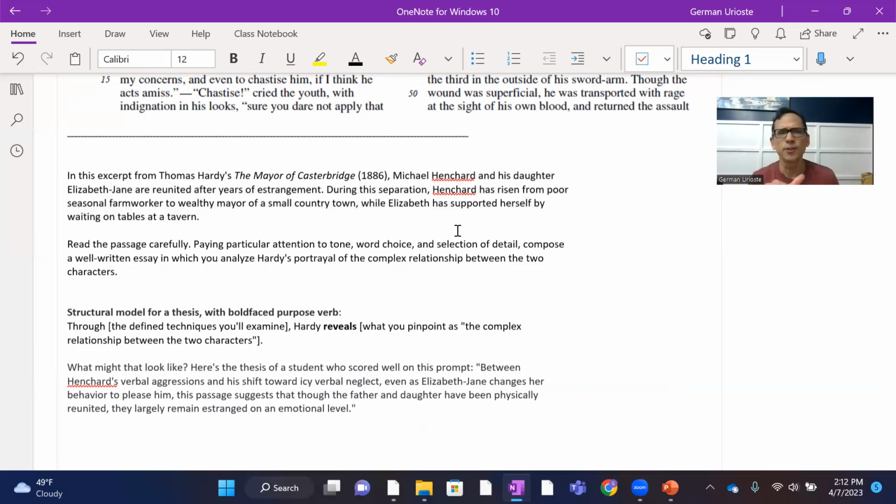They definitely don't expect you to have read The Mayor of Casterbridge. Maybe you did, but probably not. They're just giving you all the background you need to understand this passage and write a brief essay on it, right? All right, so the prompt.